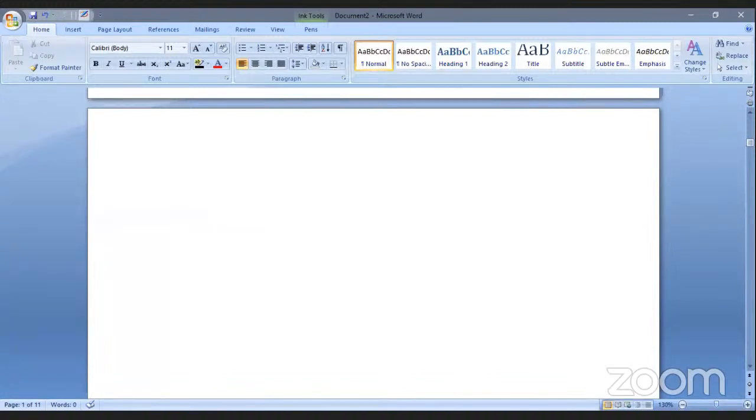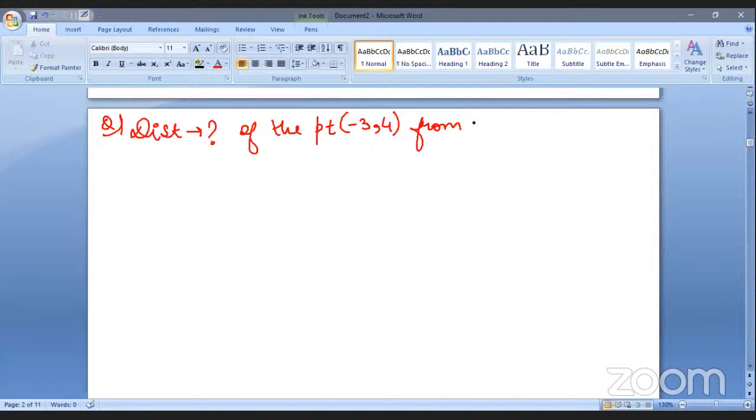Now let me take the next question. What can we have? Okay, so let us do some small questions. Find the distance. I'm not writing the whole question. If you want to write, you can write it. Find the distance of the point (minus 3, 4) from the x-axis.